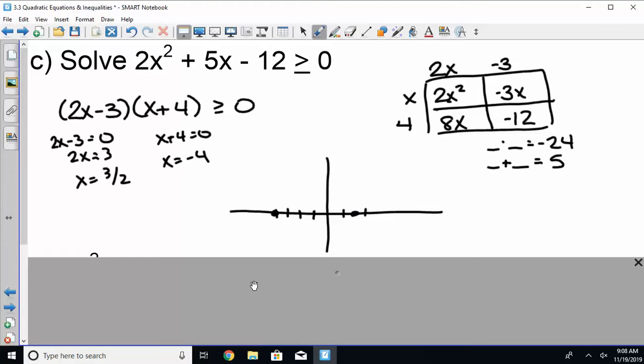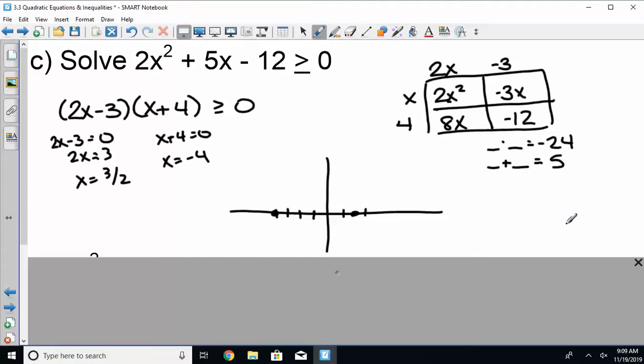Would we still be able to put it equal to 0 like that if it was open? Yes, the open or closed will be on your final answer when you set parentheses. So that doesn't matter when you're solving. You will always set it equal to 0, just to find those numbers on the x-axis.